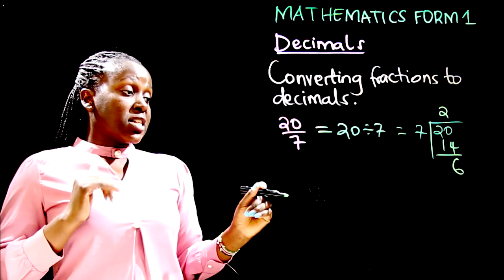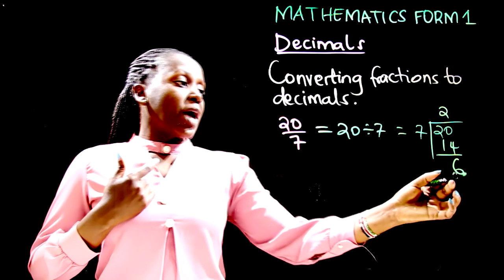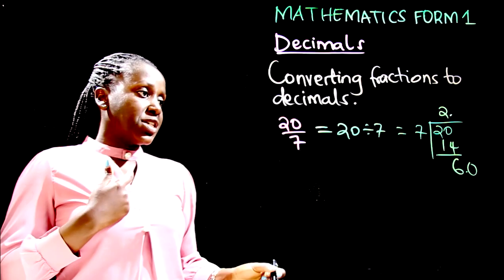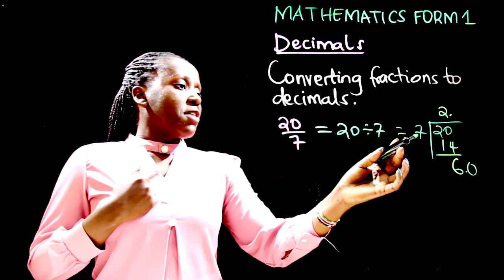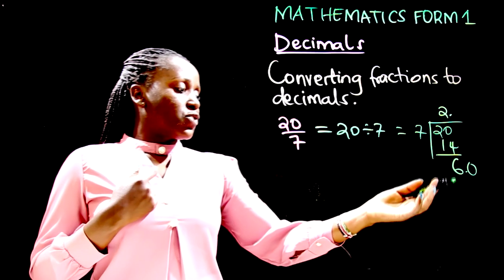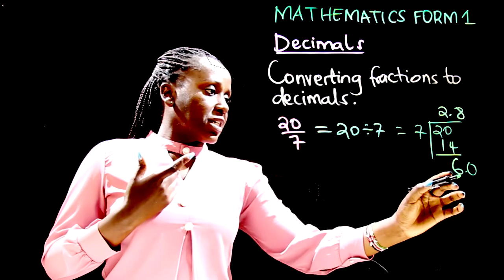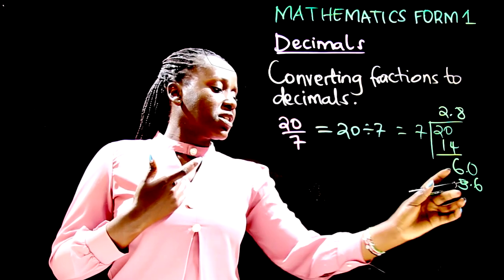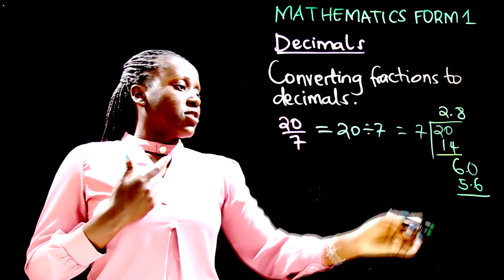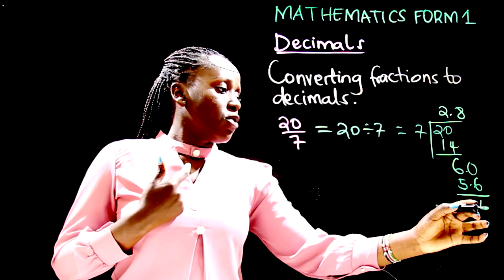Now you realize that at this point, 6 is less than 7. So what do we do? We add a decimal point and a 0. Then we add a decimal point here also. So 7 goes into 60 how many times? 7 goes into 60 8 times, because of 56. So we write that as 0.8 so that we can balance the decimal points. Then now we subtract. 60 minus 56 will be equal to 4.